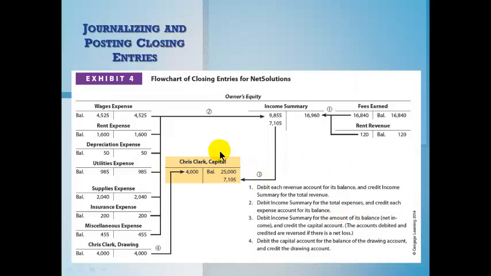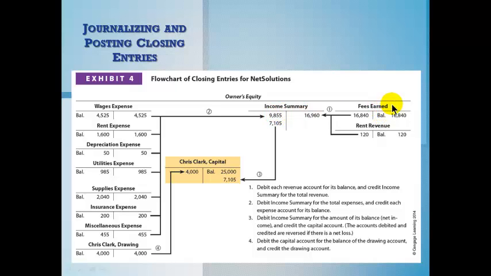This is another way to illustrate what I crudely drew a while ago, and that is all of these expenses are listed right here: wages, rent, depreciation, utilities, supplies, insurance, and then miscellaneous. And they all had a balance that was a debit balance. And then all of these credits that you're seeing up and down this line aggregate to $9,855, and what you're doing is you're crediting expense and debiting income summary. That's the closing entry for expenses.